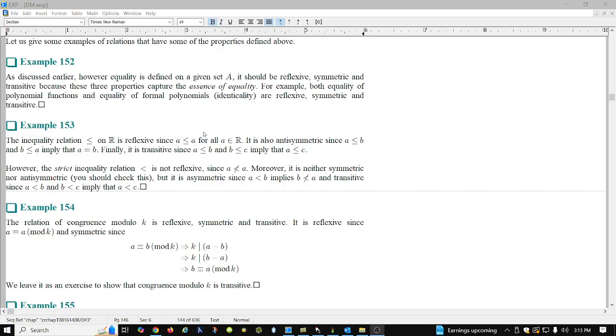Strict inequality, however, is not reflexive. A is not strictly less than itself. It's not symmetric. It's not anti-symmetric, but it is asymmetric. A less than B implies B is not less than A. And strict inequality is transitive. Okay.